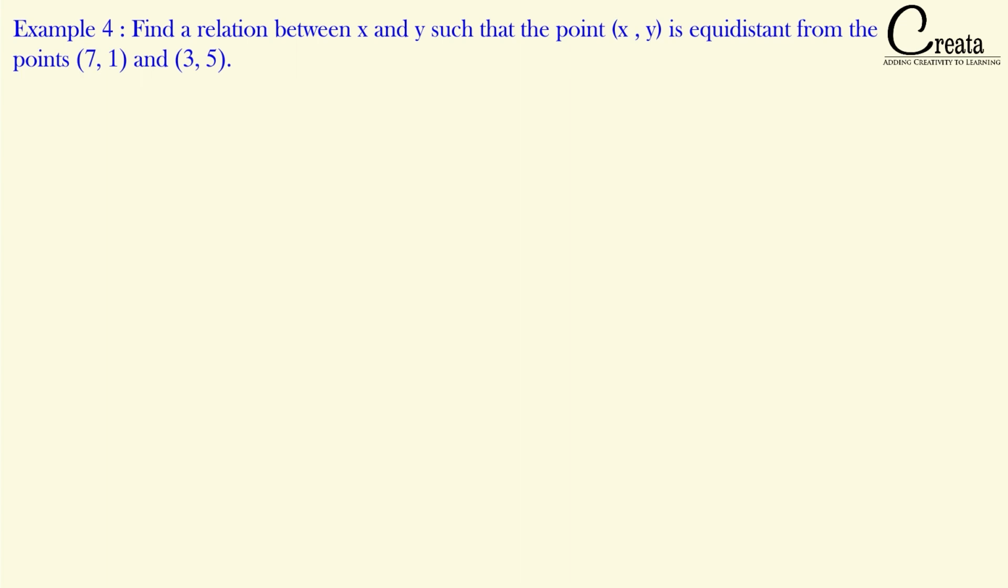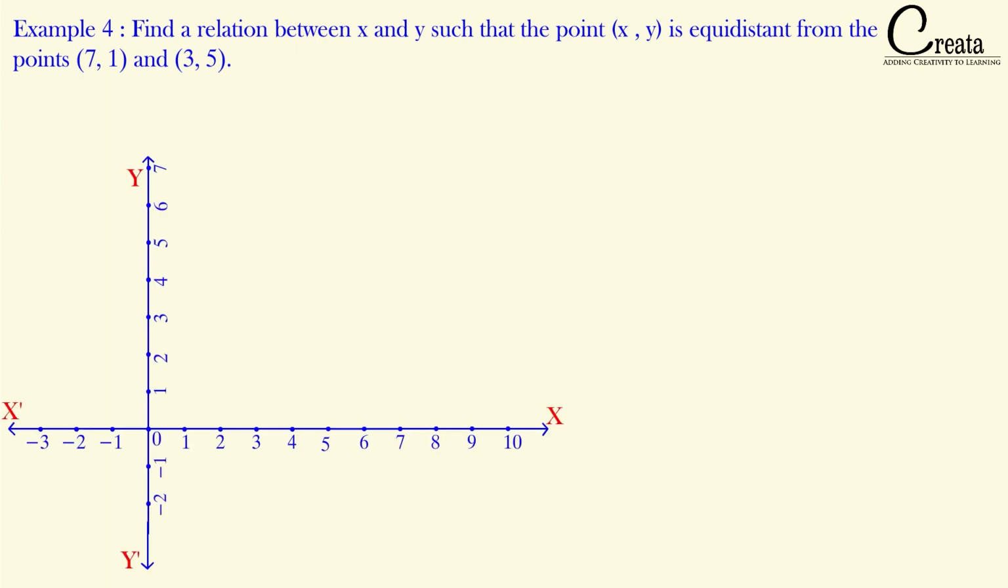Let's observe the question. In this question, we have 2 points (7,1) and (3,5). Let's give the names A and B to these 2 points. The third point is also given, which is (x, y). Let's name this point as point P. Further in the question, it is given that this point P is equidistant from points A and B. Basically, it means that the distance AP is equal to the distance BP. And we have to find a relation between x and y.